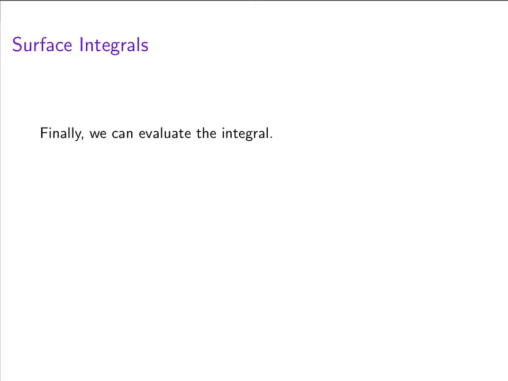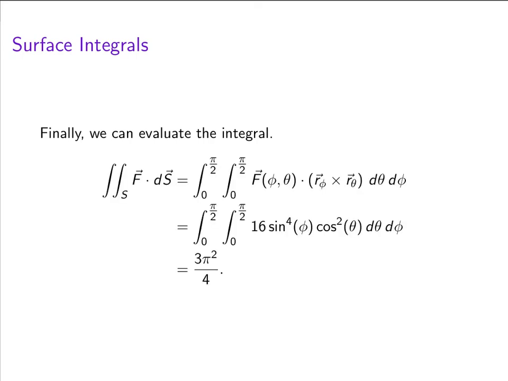And the last thing to do is to evaluate the integral. And if you work all that out, you'll end up getting 3 pi squared over 4. Notice again that both phi and theta go from 0 to pi over 2 since we are dealing with just a first octant portion of the sphere.